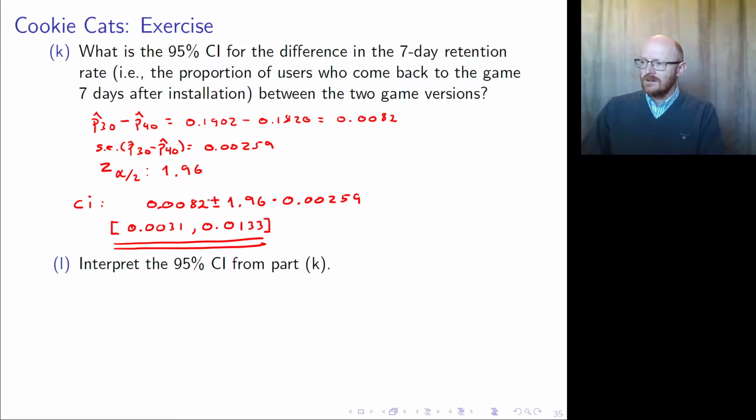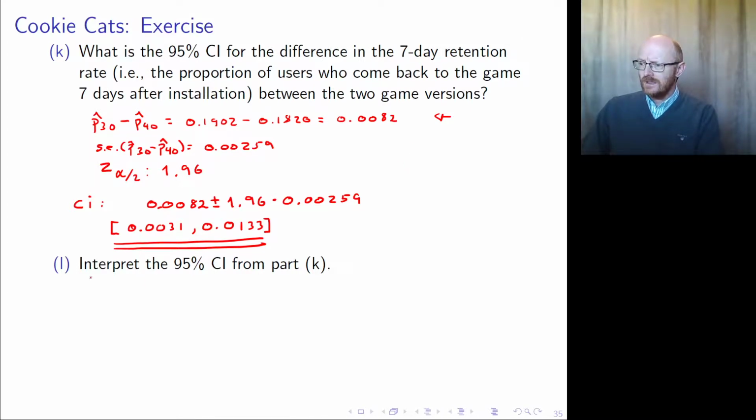Remember that this is the non-penalized difference in proportions. If you would penalize this with 0.0005, then you would just have to subtract that number from the lower end and the higher end of the confidence interval, or just from this difference.